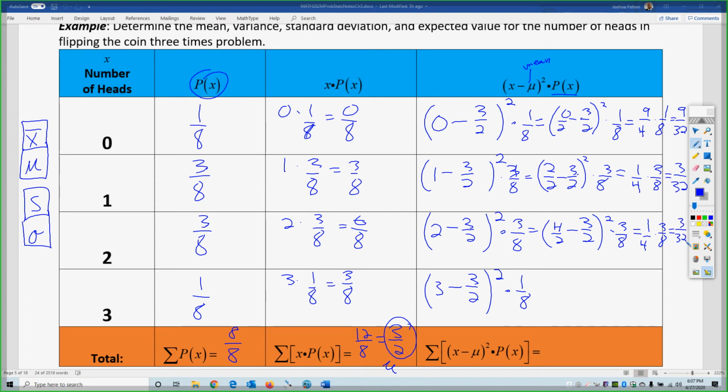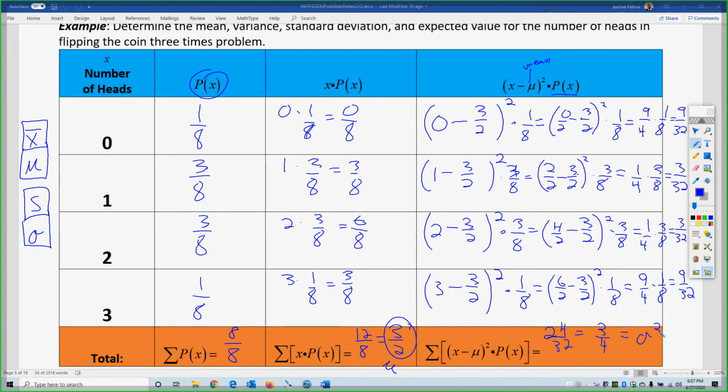And the last one, 3, is really 6/2 minus 3/2 squared times 1/8. 6/2 minus 3/2 is 3/2. If you square 3/2, you get 9/4. Times the 1/8, I get 9/32. Make sure you follow the order of operations: parentheses, exponents, then multiply. If I add up all of those 32nds, I get 24/32, which simplified is 3/4. This is the variance.